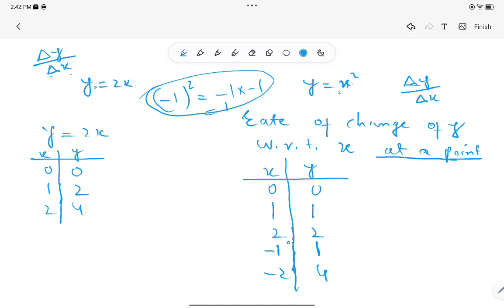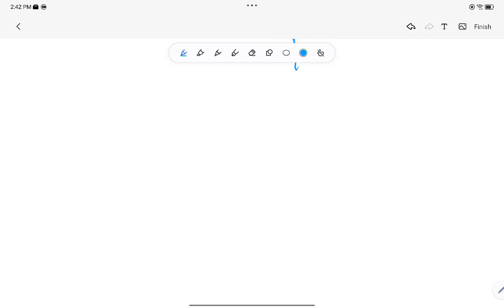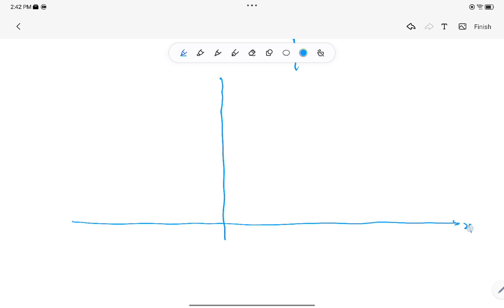And there is a mistake here. When I substituted x equal to 2 here, y should have been 2 squared, that is 4, not 2. It is 4. Now, these are enough points for us to plot their graphs. Let's plot them on the same graph. Suppose this is our graph paper, and here we have x, here we have y.